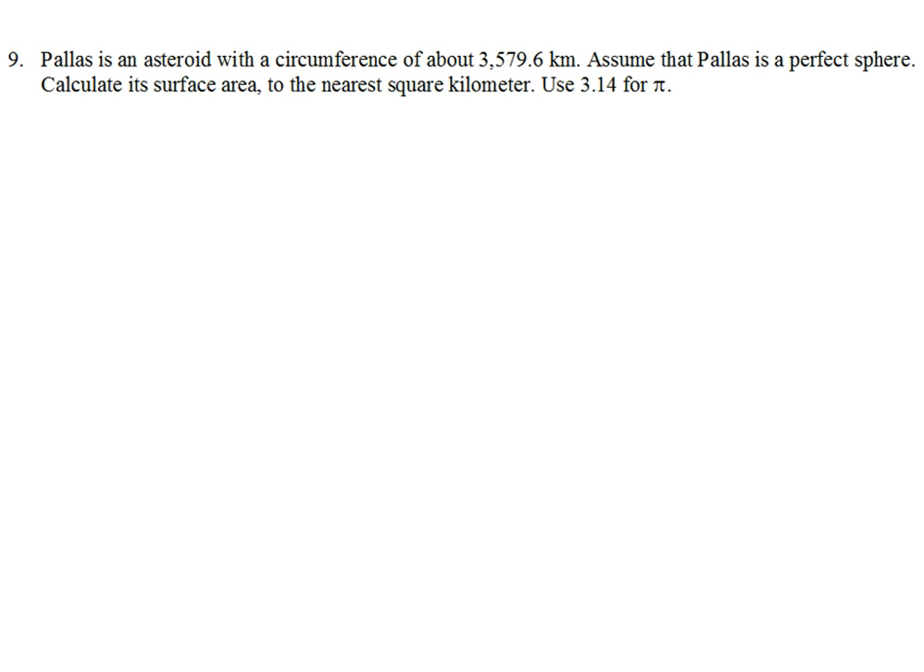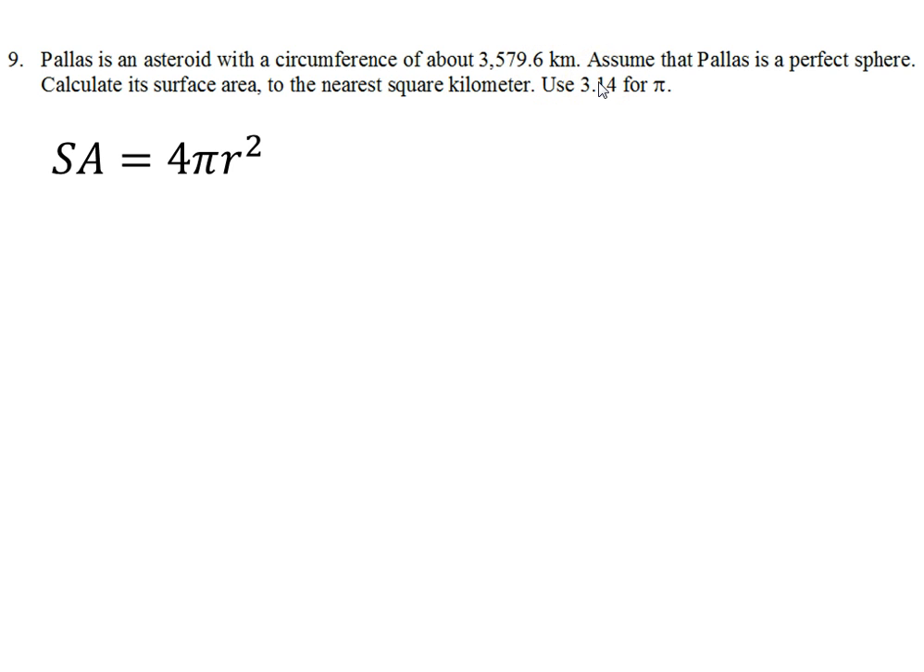So we have this perfect sphere asteroid. And we're going to find the surface area. So we need the surface area formula. Surface area formula for a sphere, because it's a sphere here, is 4 times pi times the radius squared. Okay, so I need to know the radius. What's the radius? Pallas is an asteroid with a circumference of about 3,579.6 kilometers. I don't see a radius here.